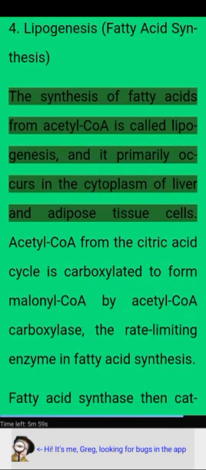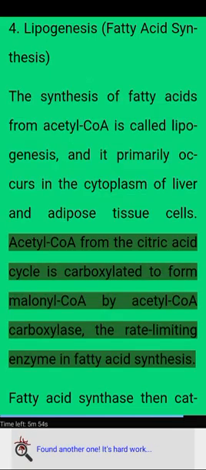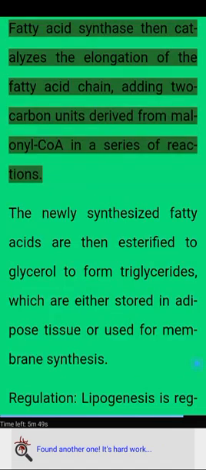The synthesis of fatty acids from acetyl-CoA is called lipogenesis, and it primarily occurs in the cytoplasm of liver and adipose tissue cells. Acetyl-CoA from the citric acid cycle is carboxylated to form malonyl-CoA by acetyl-CoA carboxylase, the rate-limiting enzyme in fatty acid synthesis. Fatty acid synthase then catalyzes the elongation of the fatty acid chain, adding 2 carbon units derived from malonyl-CoA in a series of reactions.